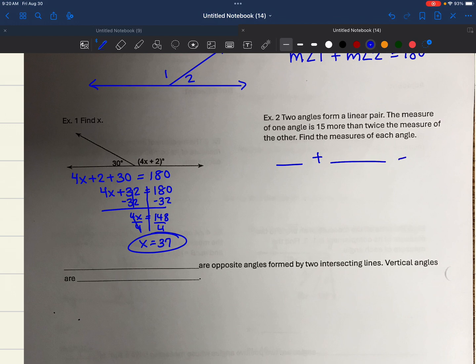Would it be x plus 15x equals 180? So here's what I would always do on these. You are close, Symphony. I would write it like this, with two blanks that I'm going to add something.